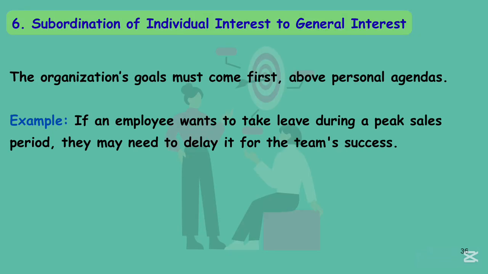6. Subordination of individual interest to general interest. What's best for the group or company should come before personal agendas. For example, if one team member wants to leave early but the team has a big deadline, they should put the team's needs first.